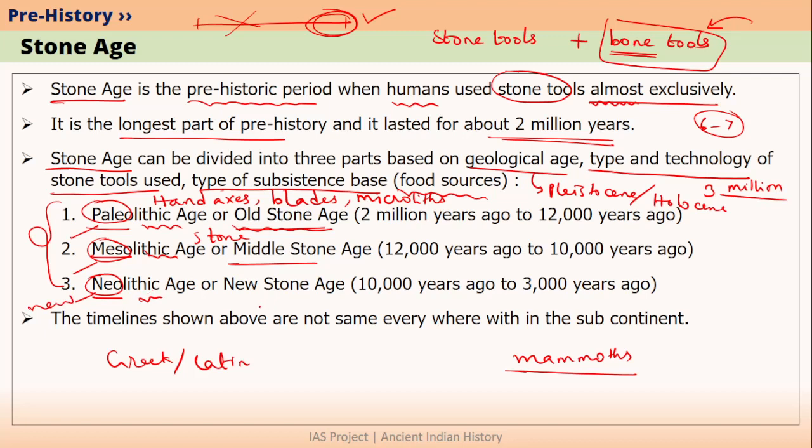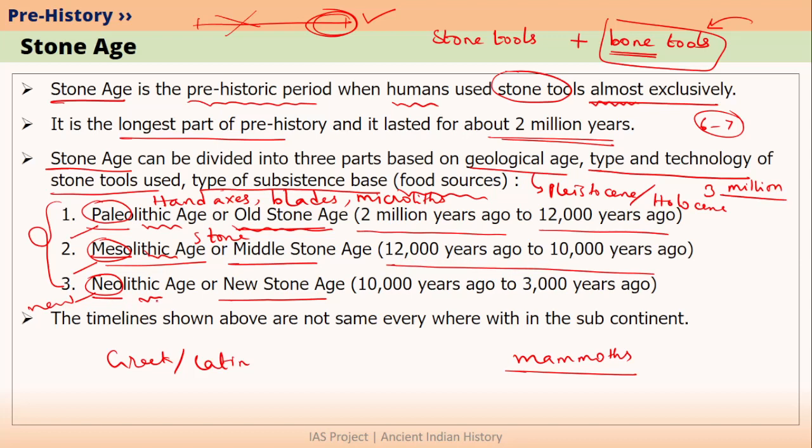So Neolithic becomes New Stone Age. We also have timelines here. So Paleolithic Age is the oldest part of Stone Age because it started somewhere around 2 million years ago and it lasted up to 12,000 years ago. Mesolithic Age was relatively for a short period of time because it lasted only nearly 2000 years. Please look here. It is only from 12,000 years ago onwards and it ended at 10,000 years ago.